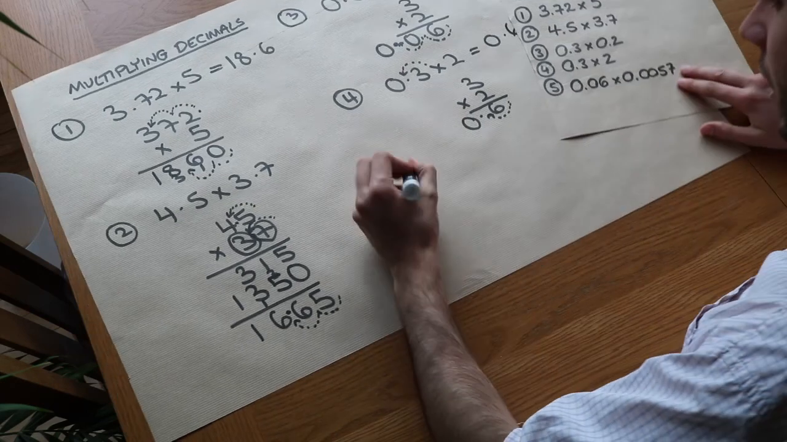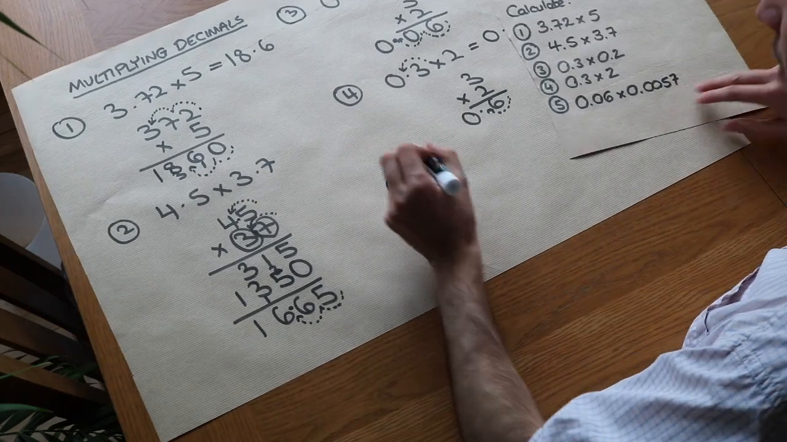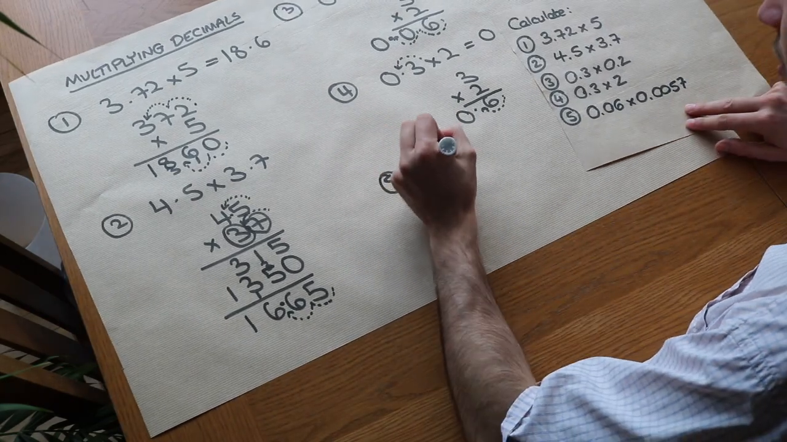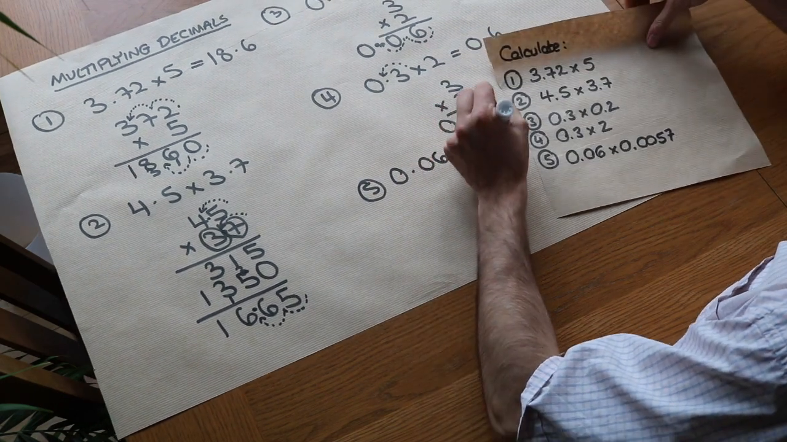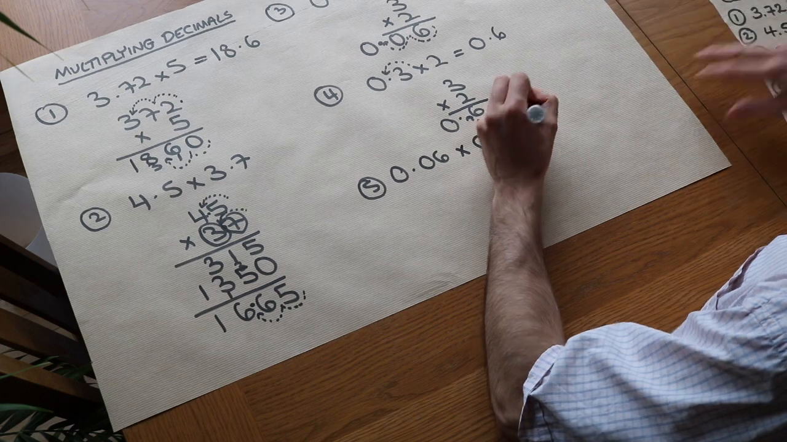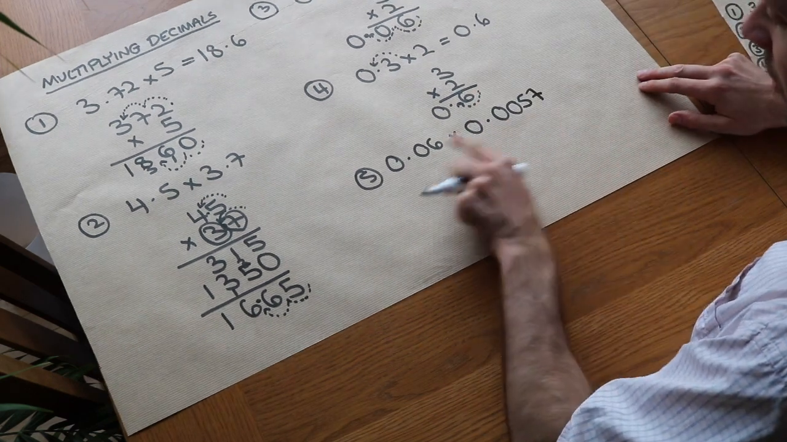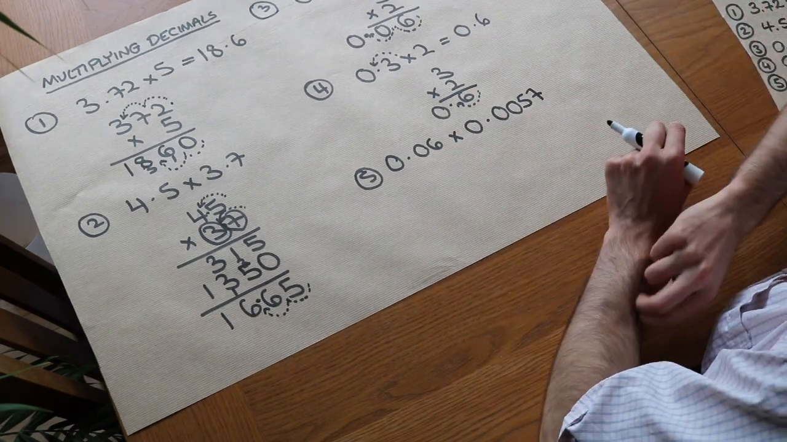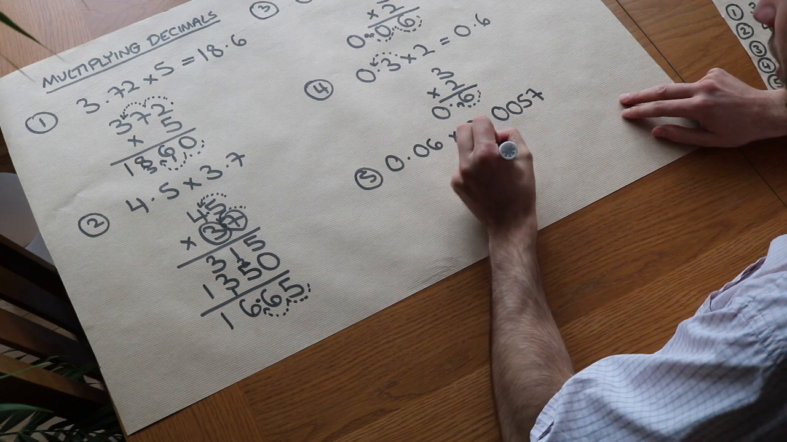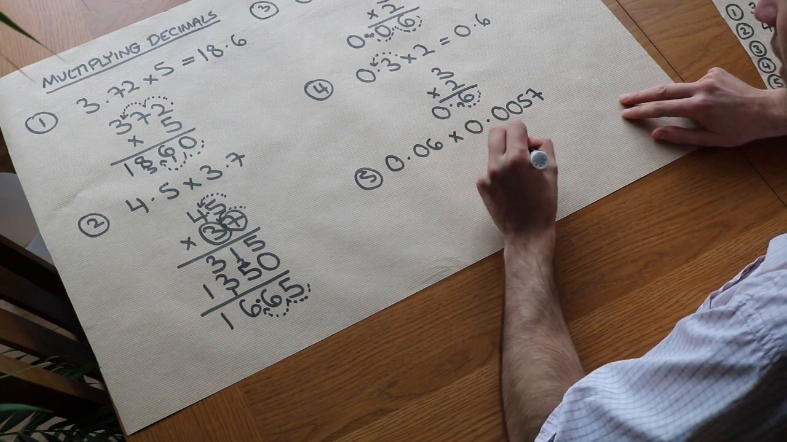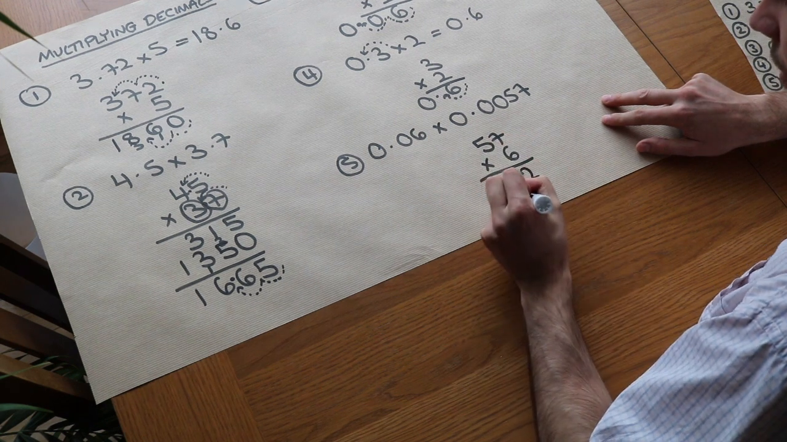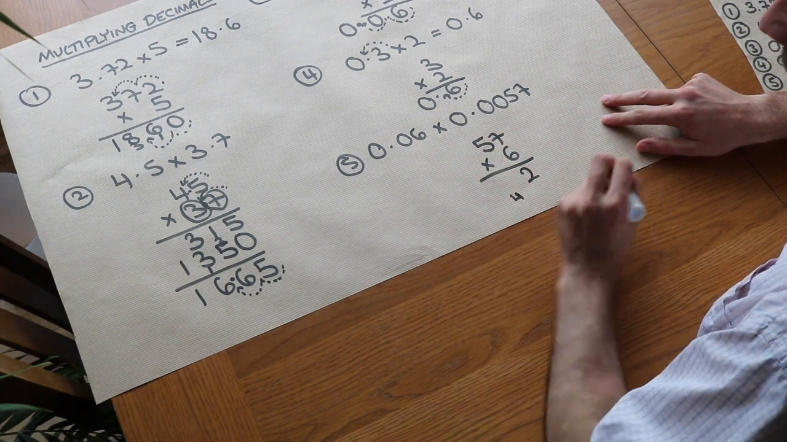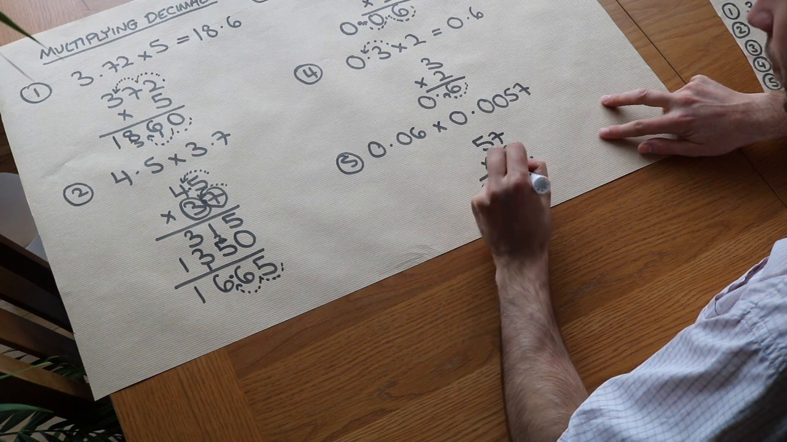And then finally, this one here, we've got lots of decimal point movement. We're doing 0.06 multiplied by 0.0057. So we do the usual thing. We're going to do 6 times 57. I always like to start with a number that has more digits. So I'm going to do 57 multiplied by 6. So 7 times 6 is 42. Put the 2 there, carry the 4. 5 times 6 is 30, plus the 4 is 34.